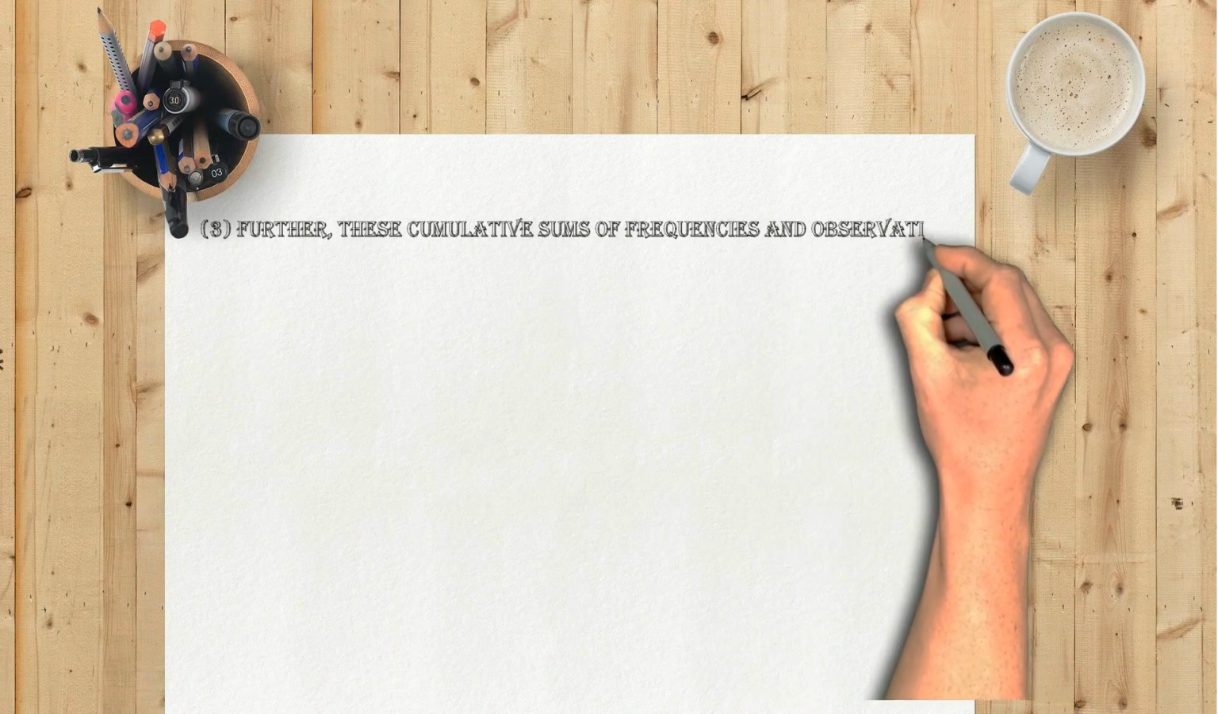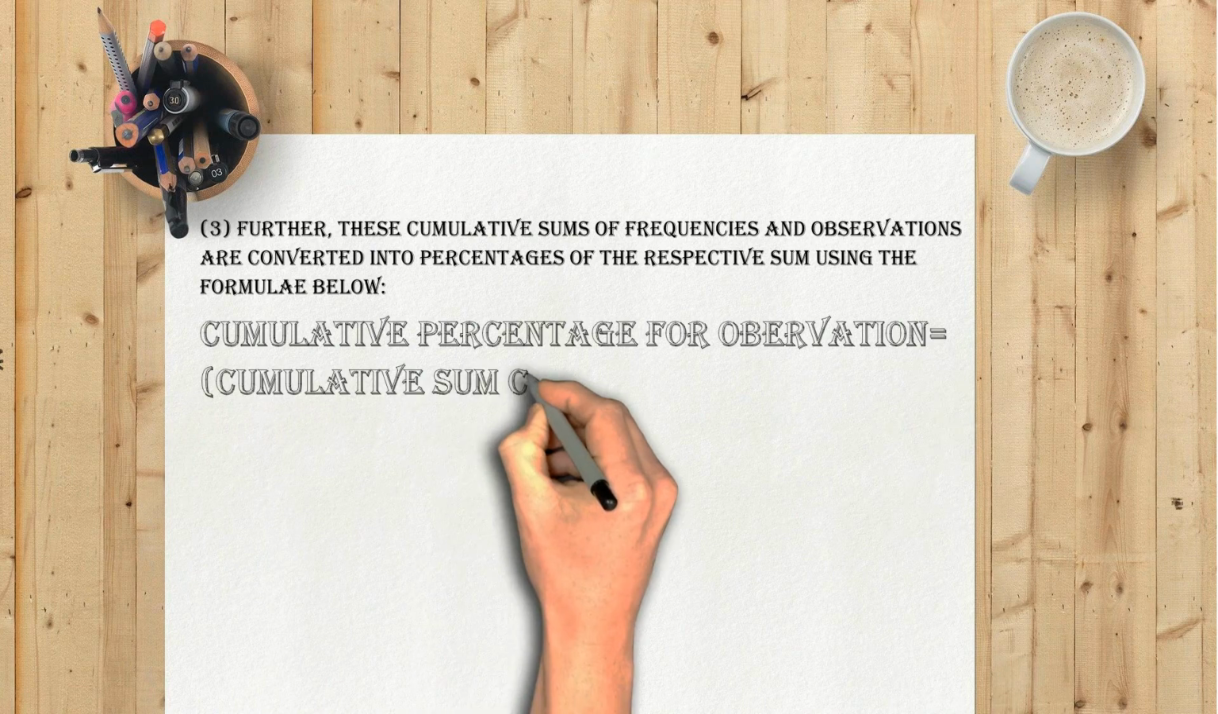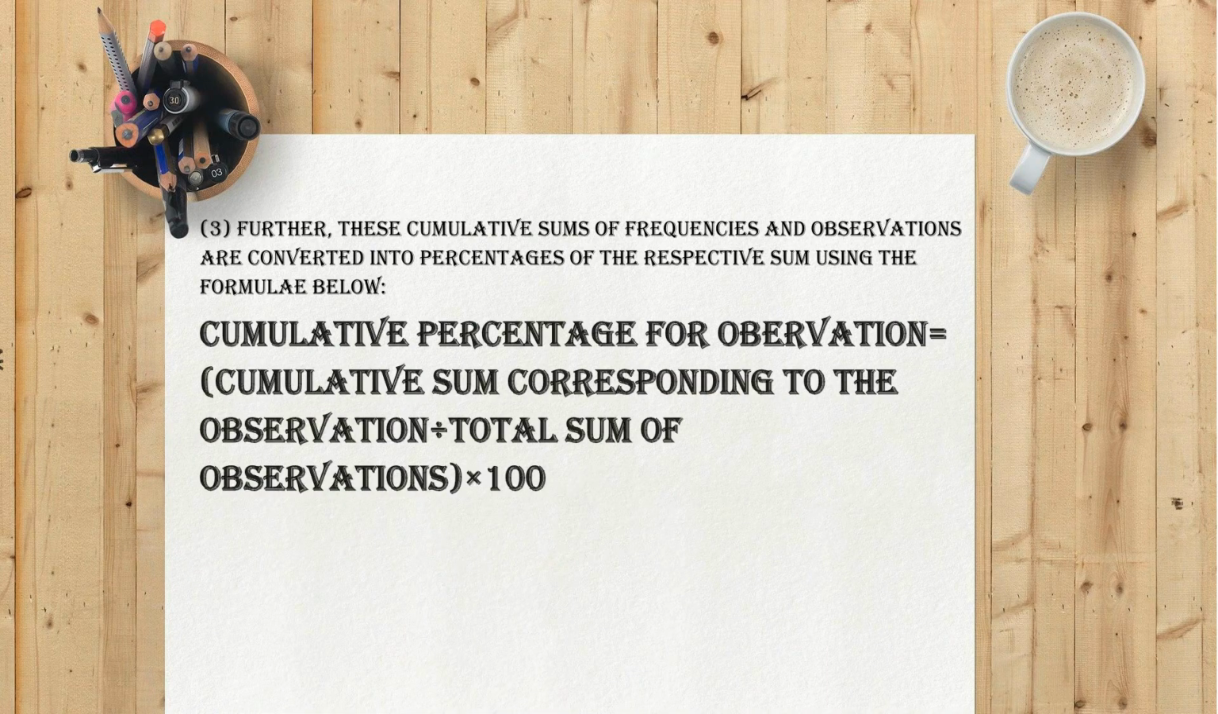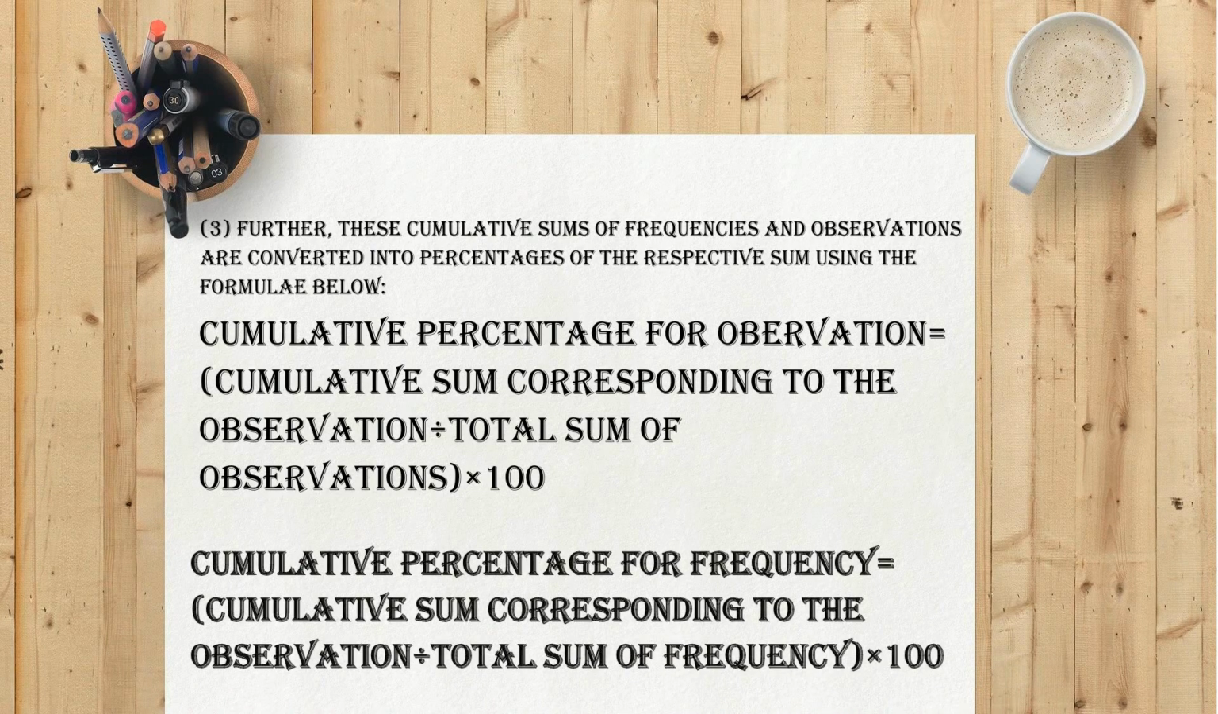Further, these cumulative sums of frequencies and observations are converted into percentages of the respective sum, using the formulae below. Cumulative percentage for observation equals cumulative sum corresponding to the observation divided by total sum of observations times 100. Cumulative percentage for frequency equals cumulative sum corresponding to the observation divided by total sum of frequency times 100.